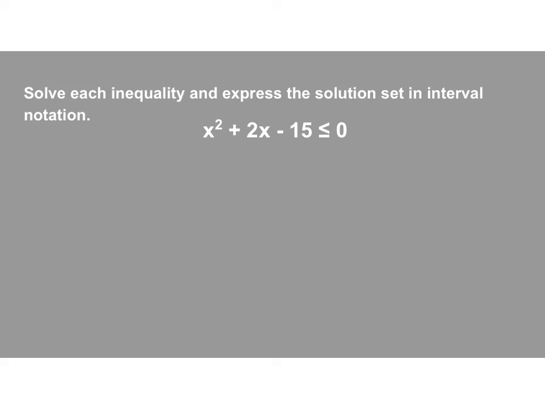Okay, so let's do one more. Again, I begin by finding my zeros. To do that, I factor and I get x plus 5 and x minus 3 is less than or equal to 0. So my zeros here are going to be negative 5 or positive 3, where it crosses. So on a number line, I will put those two values. That is where it equals.